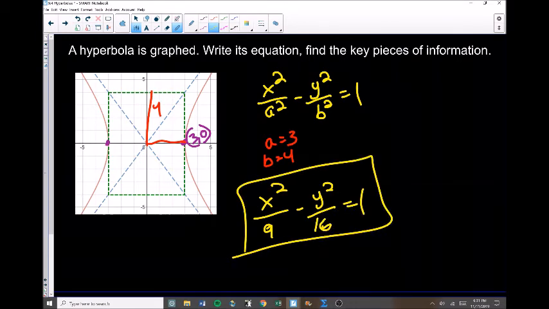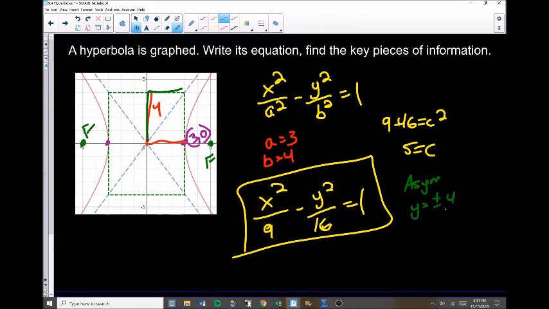If I want to find the foci, that'd be at a squared plus b squared equals c squared. So c is clearly 5. So there's going to be a focus here and a focus here. And the asymptotes are going up 4, right 3. So the asymptotes are y equals plus or minus 4 over 3x.